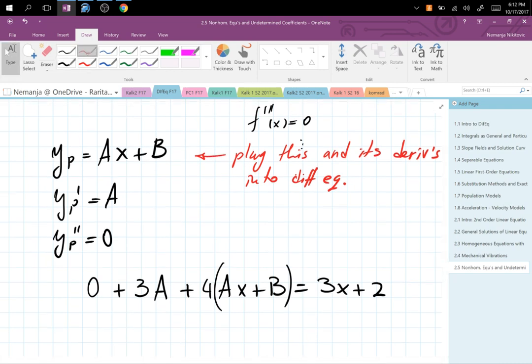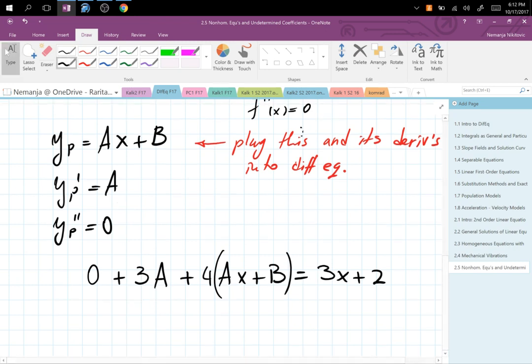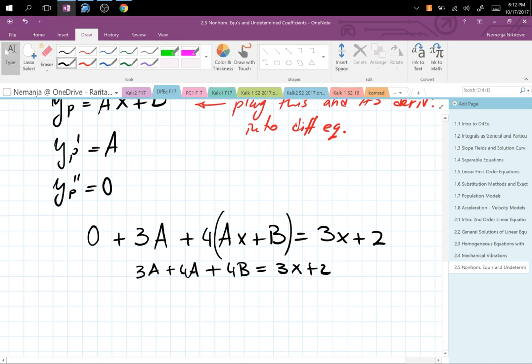So if you recall, your original equation was y double prime plus 3y prime plus 4y, right? So for y, you plug in ax plus b, and then you go from there. Now you have the equation, get a and b. So what do we have? We have 3a plus 4ax plus 4b is equal to 3x plus 2. Same thing like in your partial fraction decomposition.